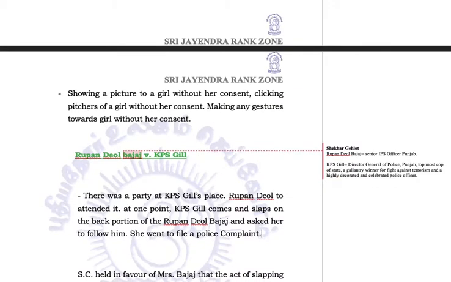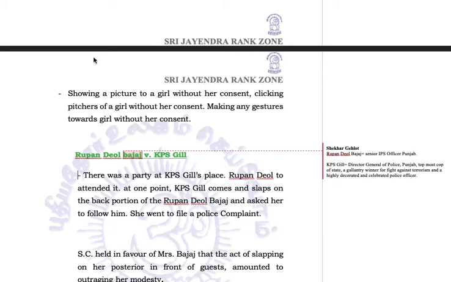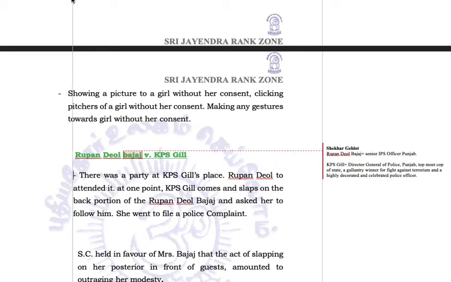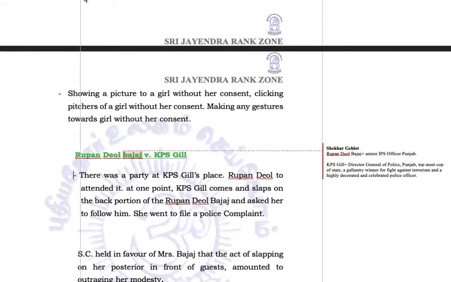Now you see the facts of this case. Rupan Deol Bajaj versus KPS Gill. What happened in this case? Rupan Deol Bajaj was the senior IPS officer, like we discussed. KPS Gill was the DGP. So KPS Gill hosted a party at his house because he was the DGP. He called all the senior officers of the police, and all of them went there. Because it is their chief's party, no one usually denies the invitation.